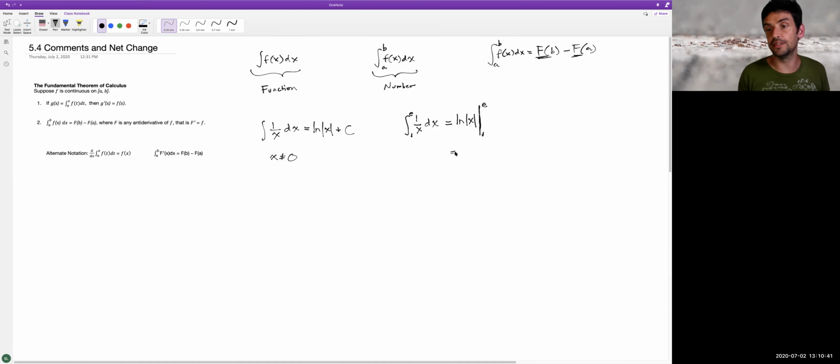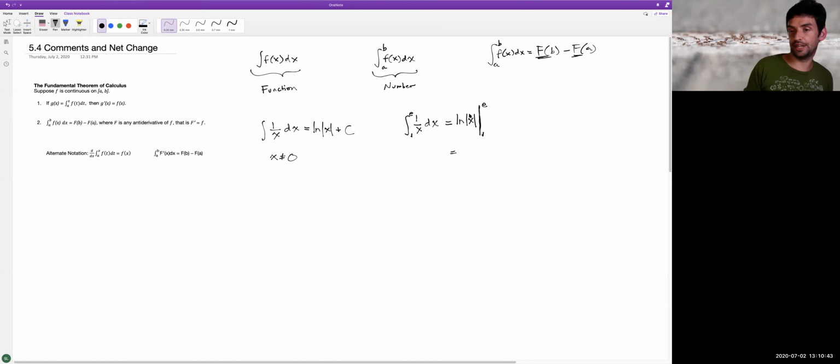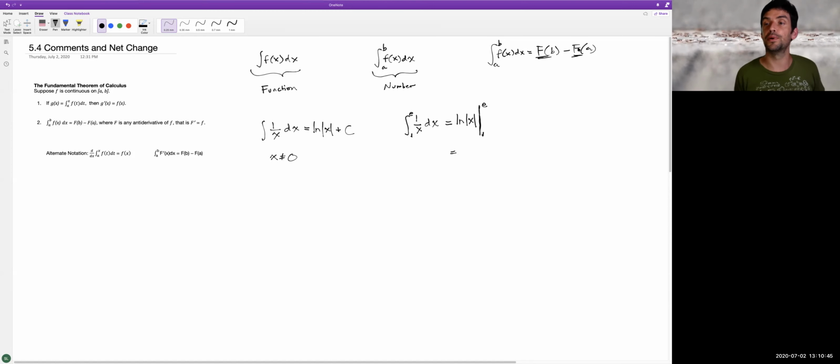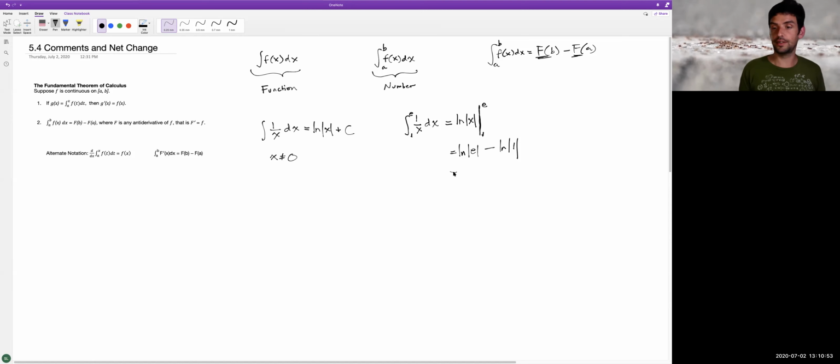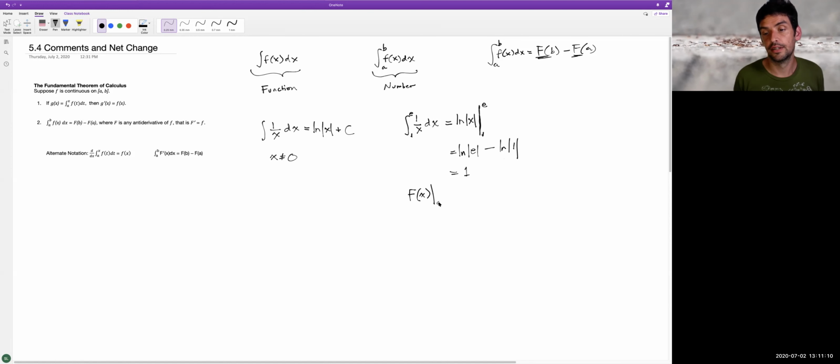And this just means the function in front of it evaluated at these two endpoints and subtracted. So this would be like this. Natural log of e is 1, natural log of 1 is 0, so this just equals 1. Okay, so in general, and this isn't only useful for integrals, you'll see people write things like F of x evaluated from a to b, which just means F of b minus F of a.